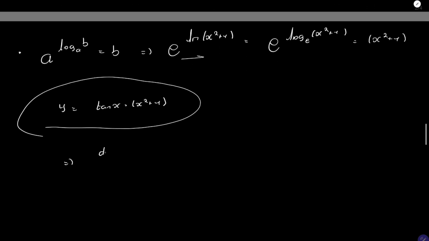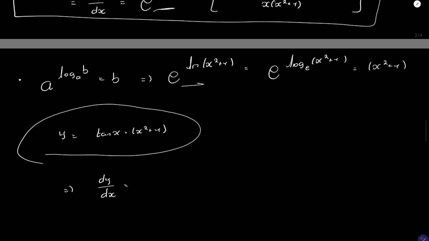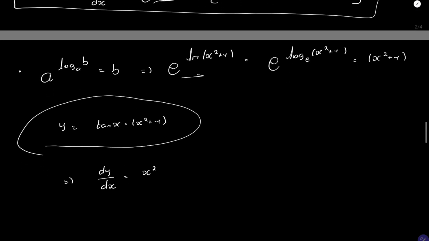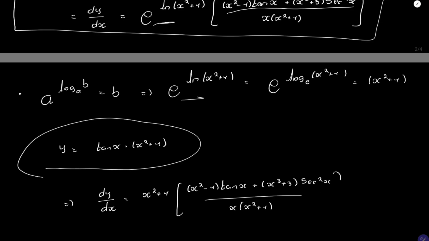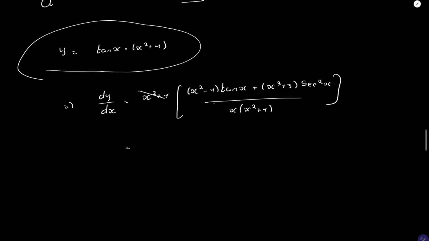We have dy/dx equal to (x squared plus 1)(x squared minus 1)/x tan x plus (x cubed plus 3) sec squared x, all divided by x squared plus 1, leaving us with, this cancels this, (x squared minus 1)/x tan x plus x(x squared plus 1) sec squared x on x.